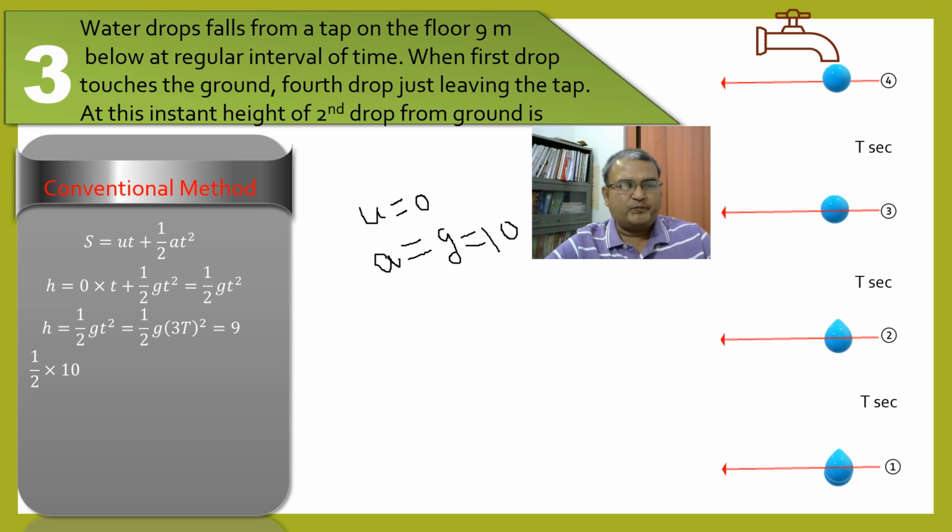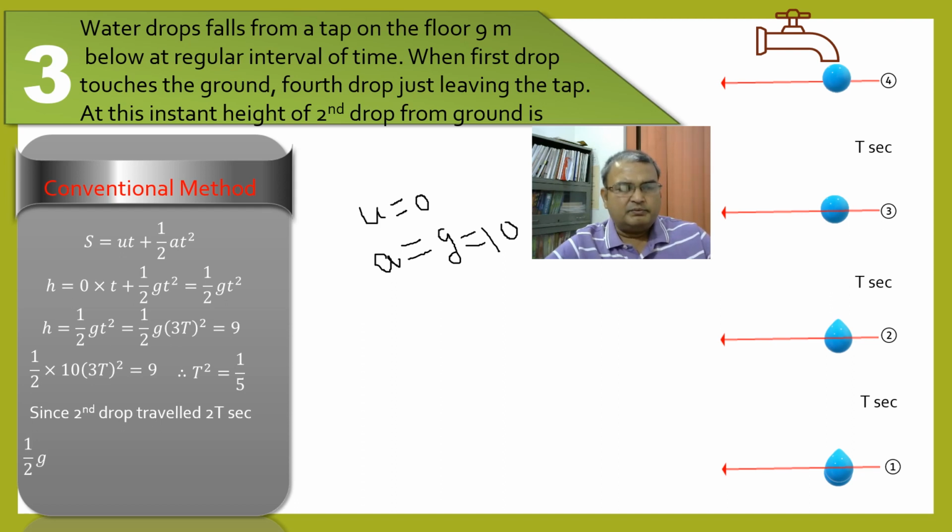Half, g is 10, 3t whole square equal to 9. 3 square is 9, that is cancelled out. Therefore, t square we can find, 2 divided by 10 means 1 by 5. Since the second drop traveled twice of t second only, second drop t plus t. Similarly, we can sort it out.